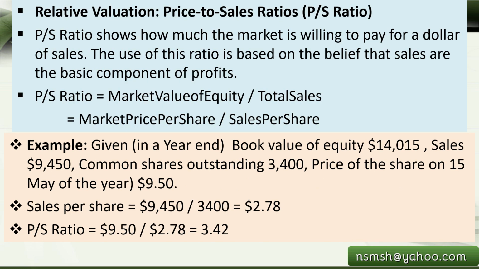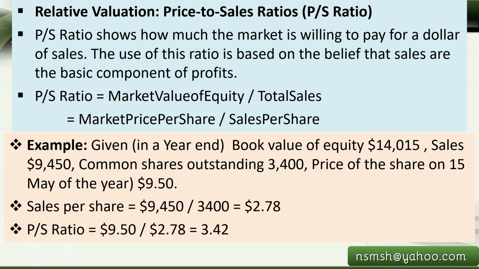Price to sales ratios. It shows how much the market is willing to pay for a dollar of sales. Per dollar of sales, how much is the market willing to pay. So how do we calculate that? The use of this ratio is based on the belief that sales are the basic component of profits. Yes, revenue is the basic component of profits. So the ratio is equal to market value of equity divided by total sales. That means market price per share divided by sales per share.